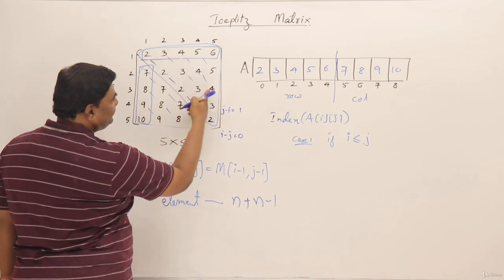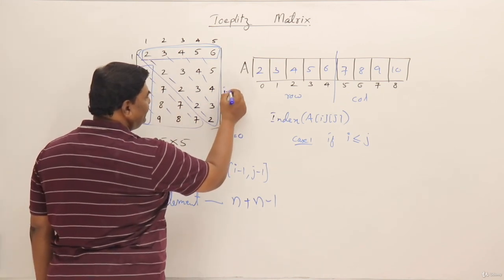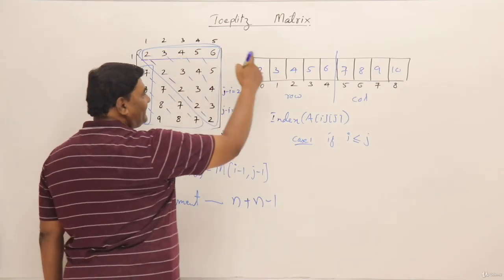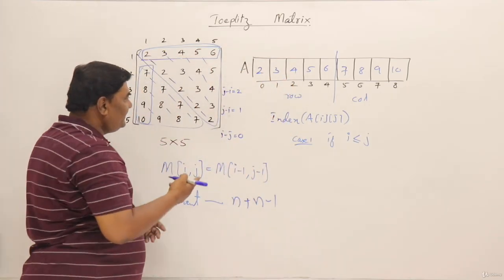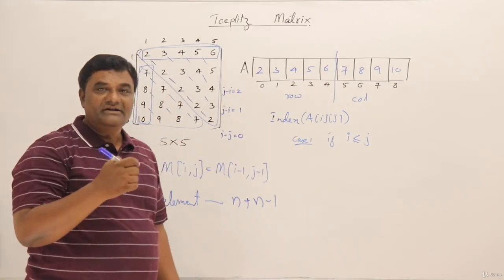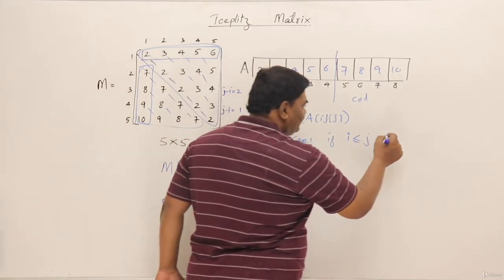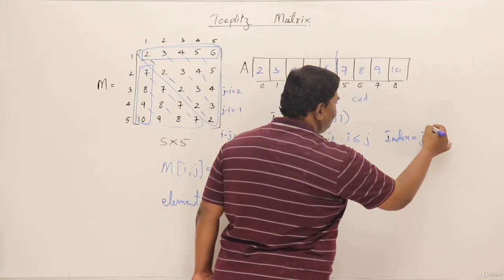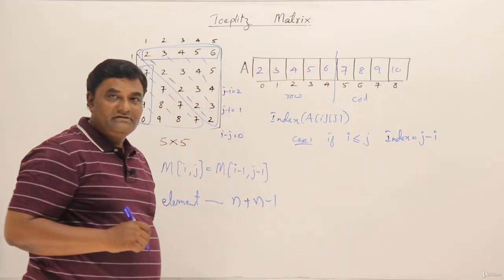Then these elements, that is 4. If you take j minus i, this is 2. So the element is 4, and it is present at index 2 only. So this means I can obtain the index of any element in this array by doing j minus i. So yes, the index is j minus i. That's it.